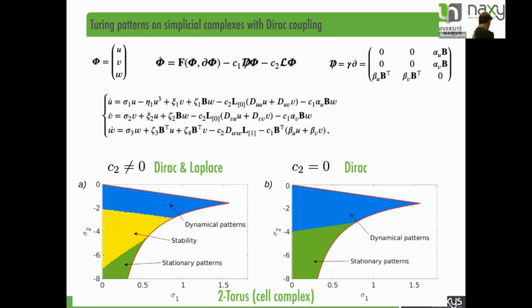But what you can prove, again, here in the plane sigma 1, sigma 2, that are the two parameters controlling the dynamics on the node, is that you can have a Dirac and Laplace pattern once this coefficient C2 is not 0, or you can have a pattern only with Dirac. So when C2 is 0, you remove the contribution from the Laplace matrix, okay? And there are some differences.